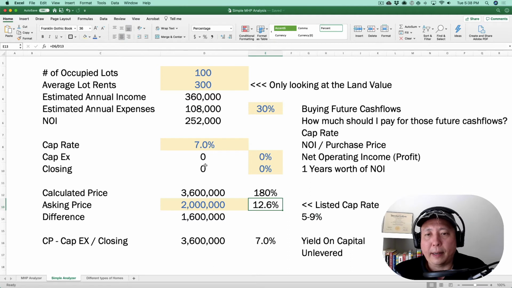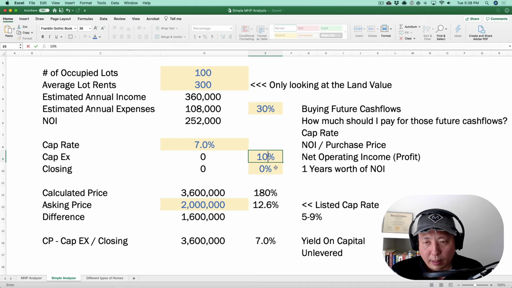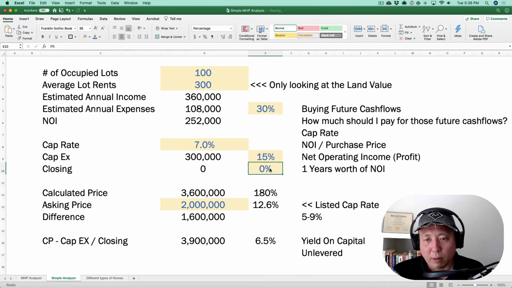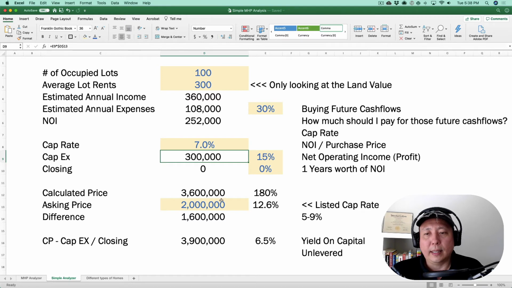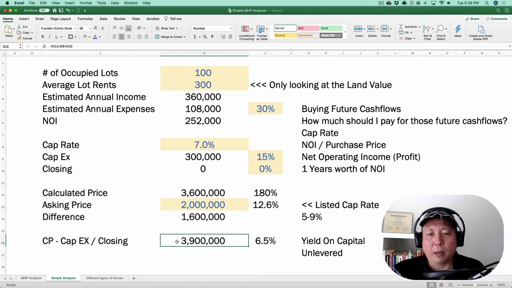The cap rate can sometimes be a siren song that's bringing you to the rocks to crash upon them, because the cap rate is typically only looking at the price of the park. But what it's not factoring in is your CapEx and your closing costs. So let's say that this park is in dire need of upgrades. Let's just say that it's 15%, so $300,000 of upgrades needed. For this particular park, because there's such a spread, it's still going to be a really fantastic deal. But if you were to pay the $3.6 million and the CapEx of $300,000 on top of that, now you're into the park for $3.9 million.